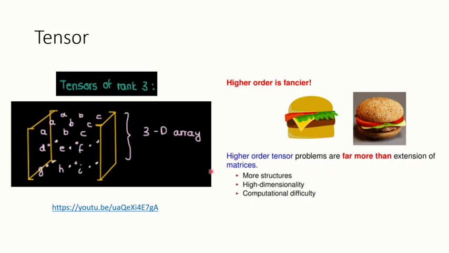Tensor of rank 3. So you have a matrix of one layer, and then a matrix of another layer, and another layer. So this is a high-order data structure. You can consider this as a high-dimensional matrix, a 3D array. So basically you have this, and you have a more realistic picture.